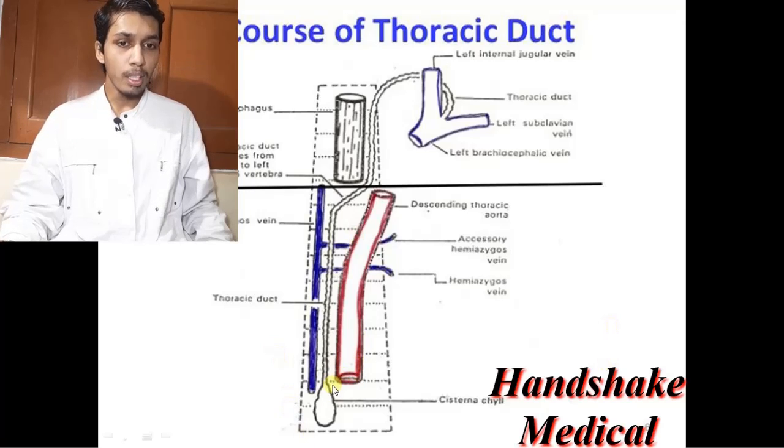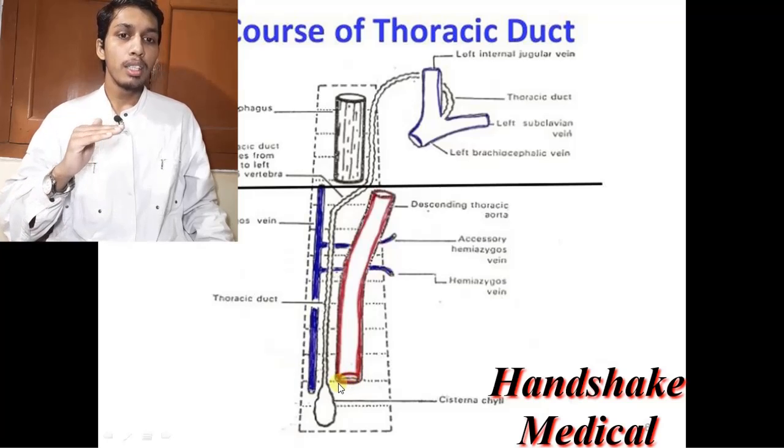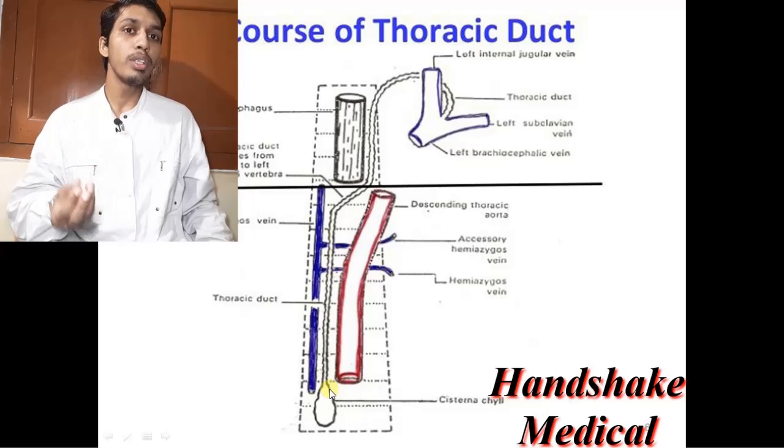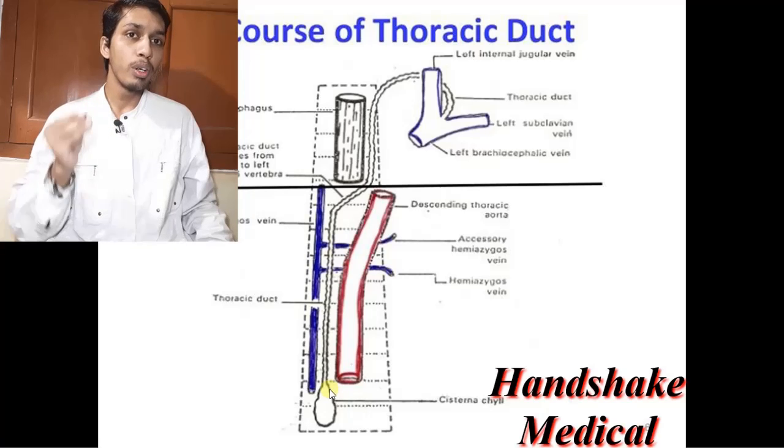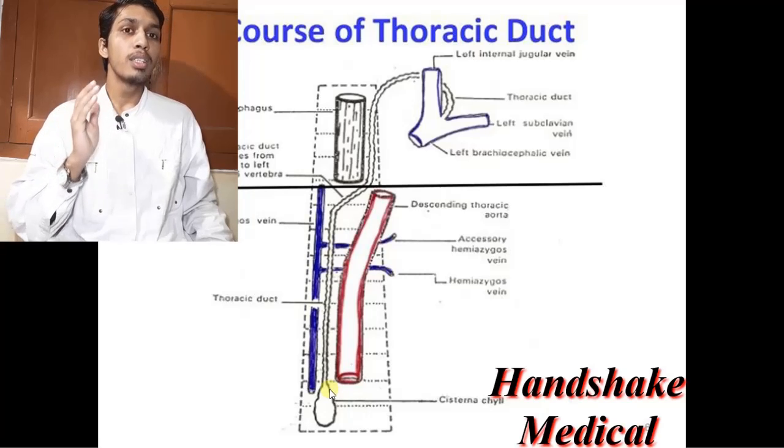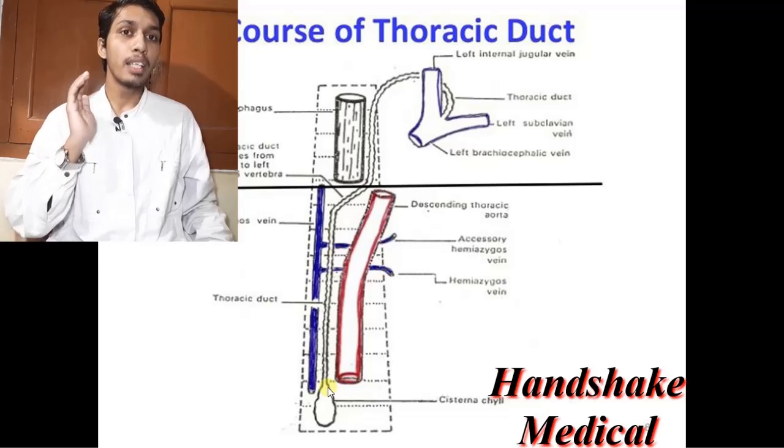So, from the lower border of the T12 vertebra, here lies the diaphragm, and now this cisterna chyli is to continue into the thoracic duct, meaning it has to go to the thorax region. So it must pierce the diaphragm.